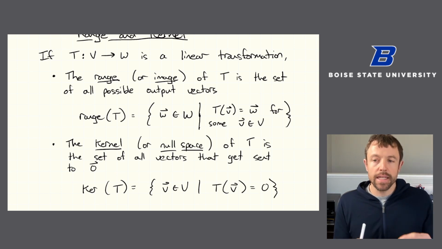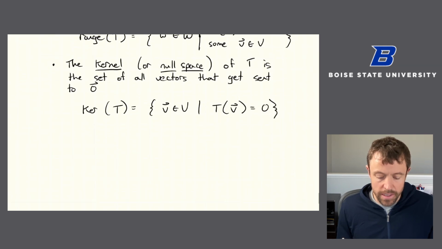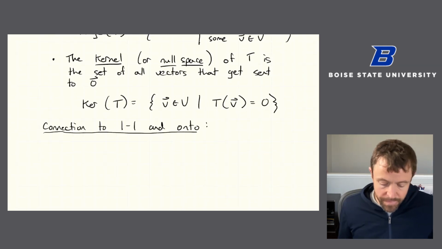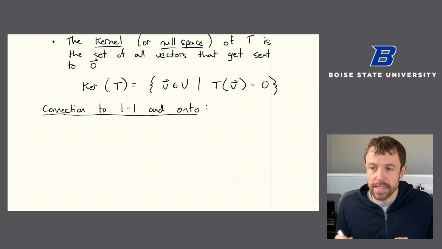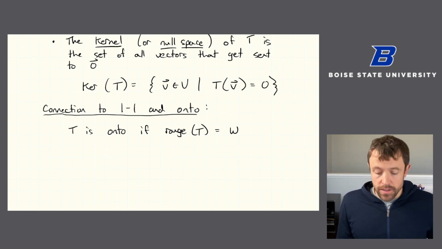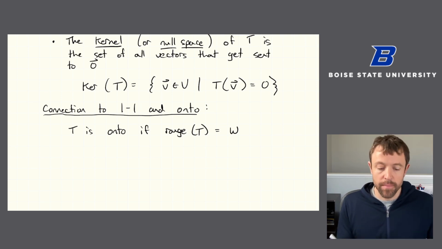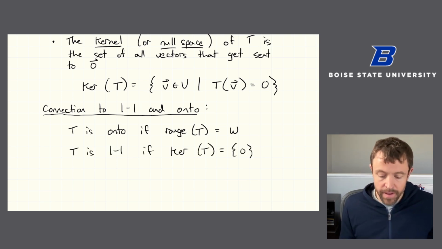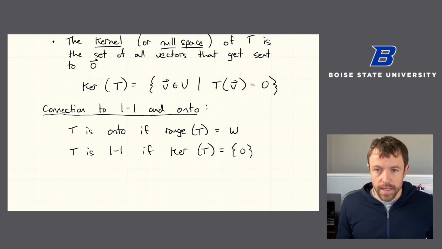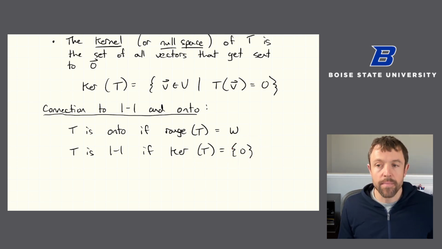I want to tie this directly into one-to-one and onto, even though hopefully you're already seeing that these are related concepts. We can specify exactly how these are related. T is onto if its range is the entire codomain. That's what it means to be onto. You can get every vector in the codomain from some input vector. Less obvious, I think, T is one-to-one if its kernel is just the zero vector.